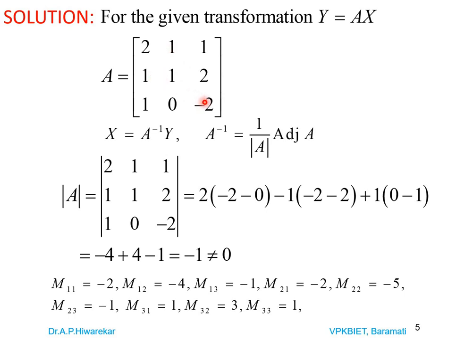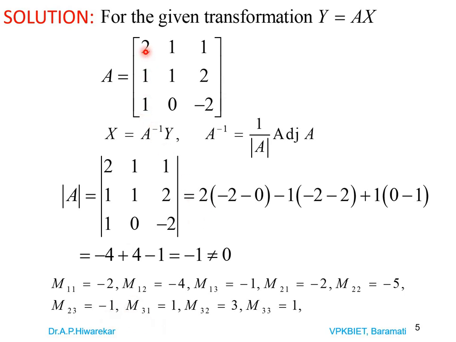M12 is minus 2 minus 2, that means minus 4. M13 will be 0 minus 1, that is minus 1. M21 means it is minus 2 minus 0, so that is minus 2. M22 means it is minus 4 minus 1, which is minus 5. M23 will be 0 minus 1, which is minus 1.